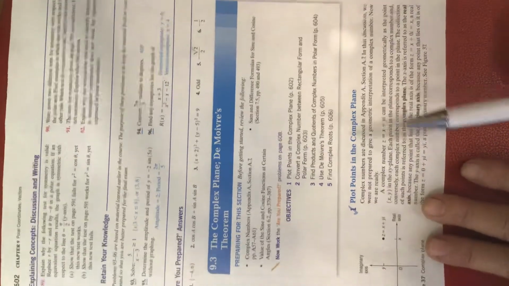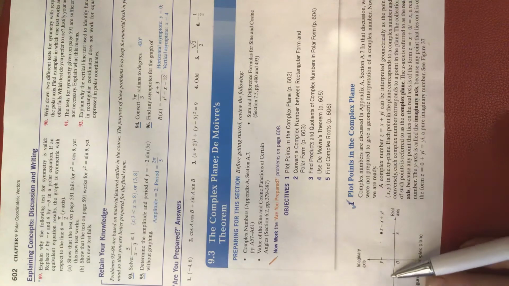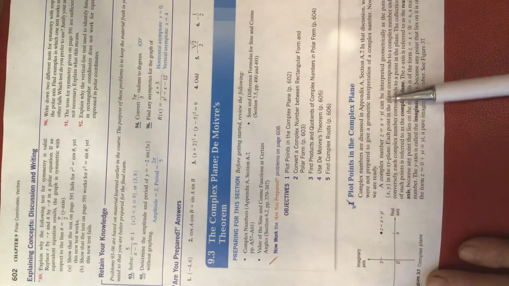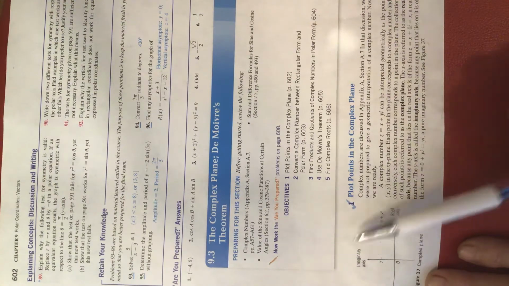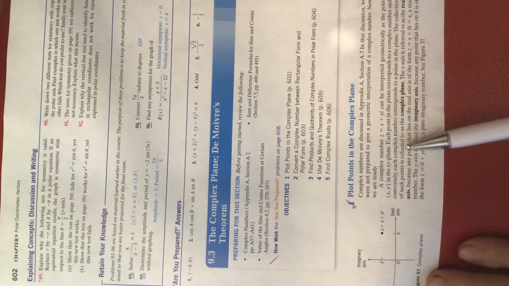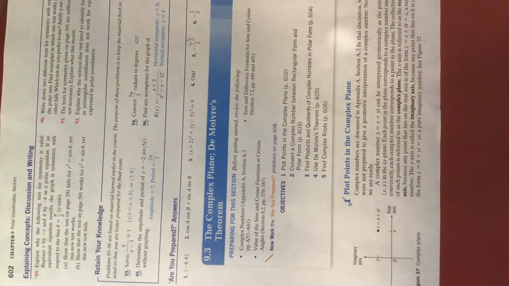But when we think about it this way, we can think about it on a rectangular coordinate system and let the real part be the x, the first part of the complex number, and the imaginary axis be the y value. And then we can plot points on here, just like you can plot points on a rectangular coordinate system.